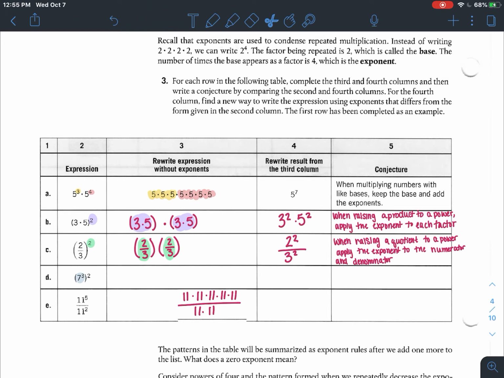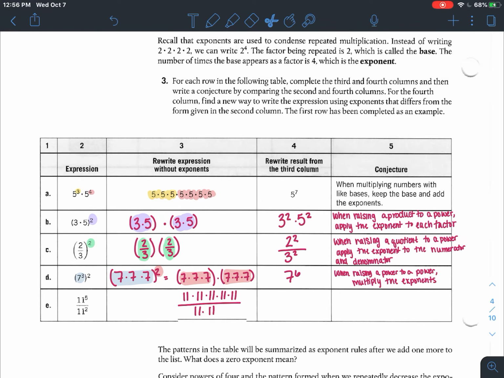And then D, we have this 7 cubed squared. So I'm going to first write out 7 times 7 times 7, and then I need to square it. So then I square it. I'm going to rewrite it twice. So I'm going to write the 7 times 7 times 7 twice. So 7 times 7 times 7 times 7 times 7 times 7. That was a lot of 7s. And then rewrite. Well, I have 1, 2, 3, 4, 5, 6 of those 7s being multiplied together. So I have 7 to the 6th power. So our rule is when raising a power to a power, we multiply the exponents.